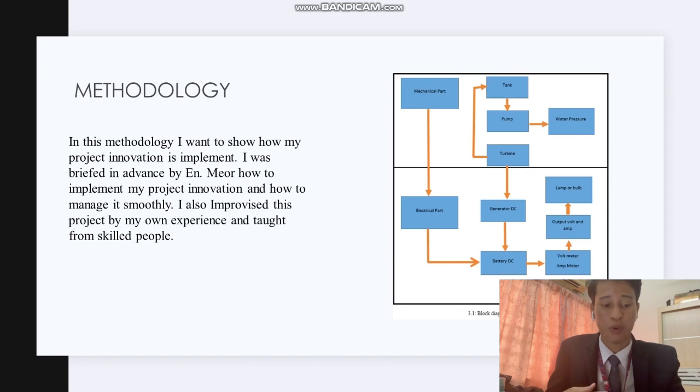The water pump provides water pressure to the turbine that is attached to the shaft, and the shaft is coupled to the DC generator. Then the DC generator generates electricity and transfers it to the voltmeter, the ammeter, and then to the output, or what we call the load, which is the light bulb.